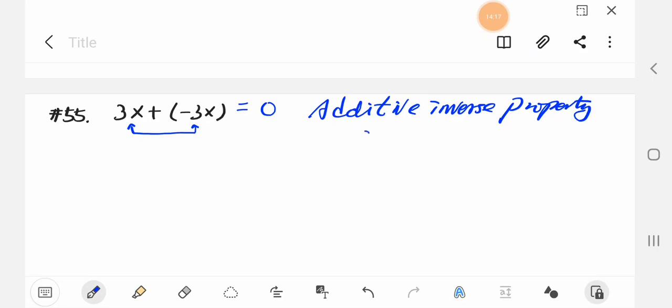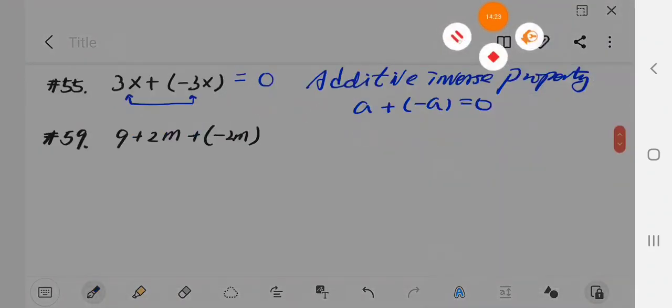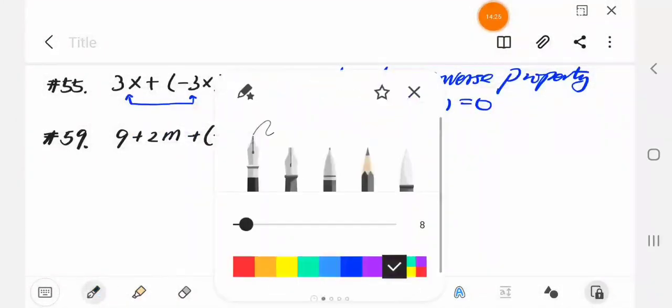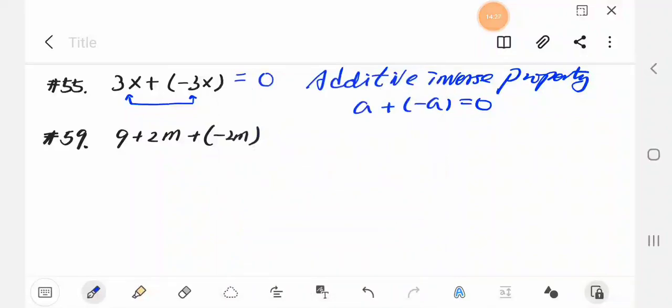Okay, so you have a number a, and then negative a, then it becomes what? 0. Okay, number 59. So this is equal to 9 plus 2m and negative 2m. We are adding two numbers, the same number with different signs. So once you put these together, what happens?